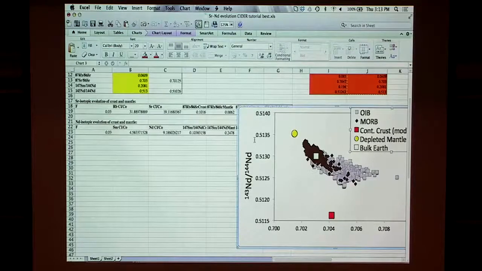So what are OIB? Bill White is one of the godfathers behind describing what we think OIB lavas sample. What are OIBs sampling? What did he tell us? They're related to small-scale heterogeneity. And where do those heterogeneities come from?